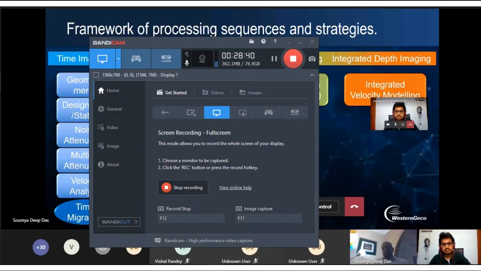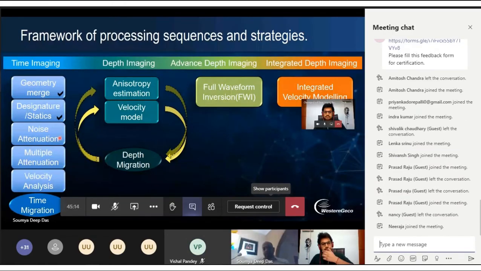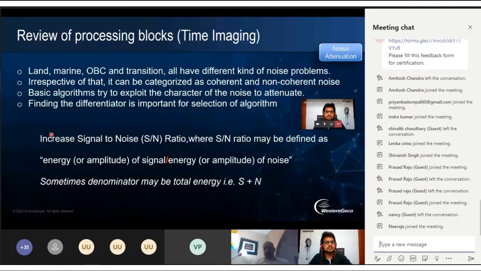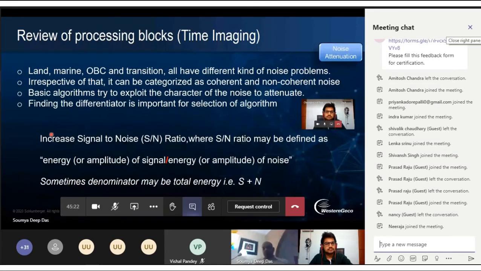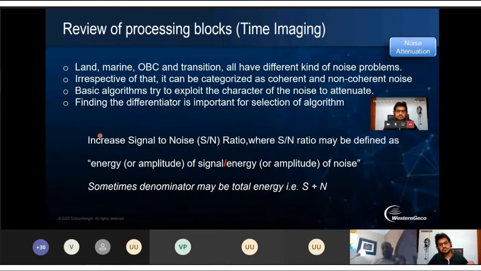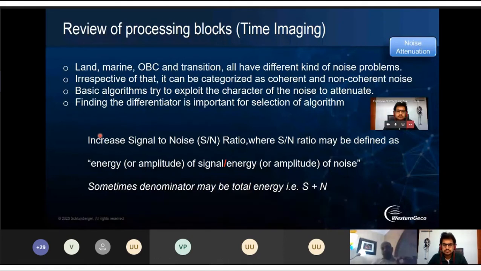Which means, for example, we are trying to remove a random noise and there is a dipping noise crossing it. By a certain algorithm, we are removing the random noise and we are also removing part of the dipping noise. That is an inaccurate approach. Why? Because we are destroying the character of the linear noise, and it will be hard in future algorithms to map it and eliminate it. Okay?